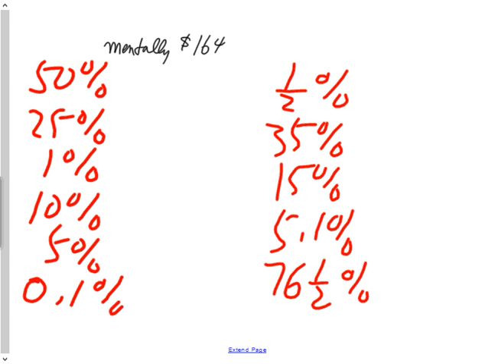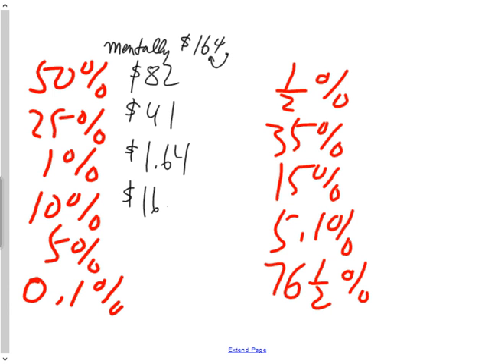So 50% is half. So 50% of $164 would be $82. I think that's just a review. 25% is half of half, which would be half of $82, which is $41. 1%, you take your decimal and you move it 2 spots over to give you $1.64. To get 10%, you simply take your decimal and move it 1 spot over to give you $16.40. 5%, if you know what 10% is, 5% is simply half of that, so half of $16.40 is $8.20.